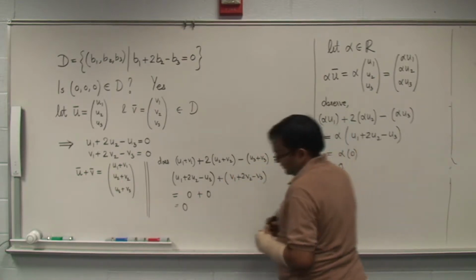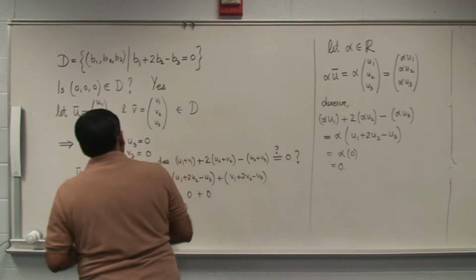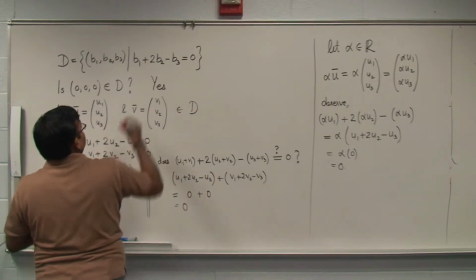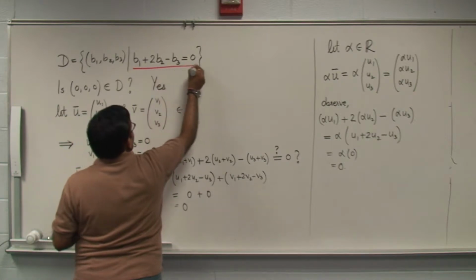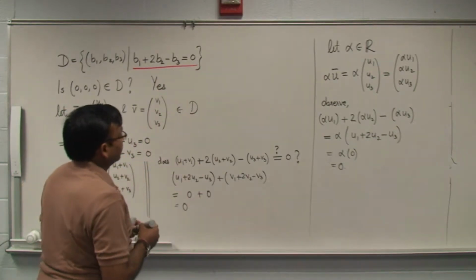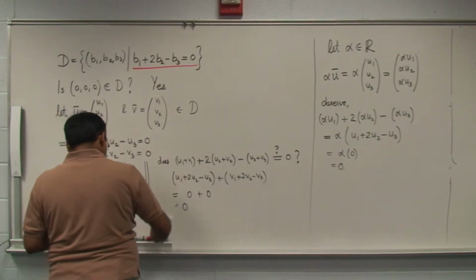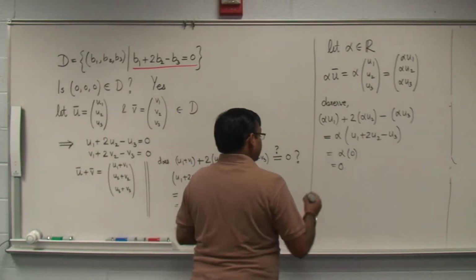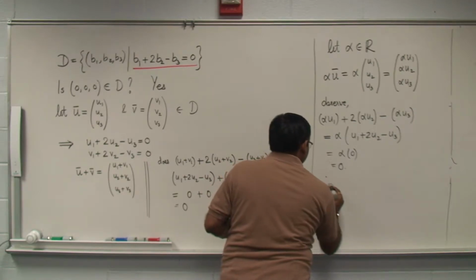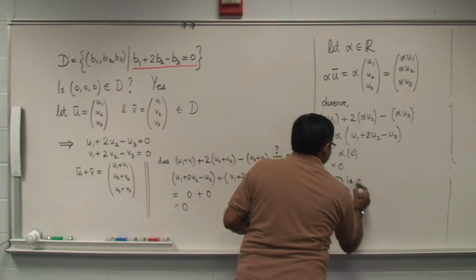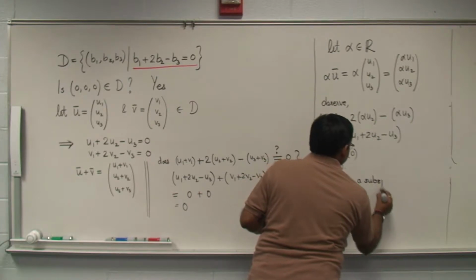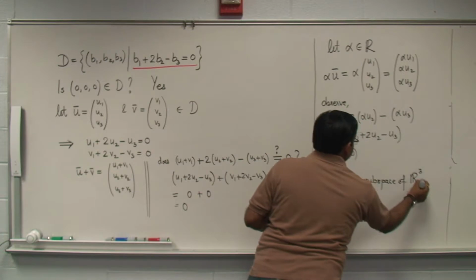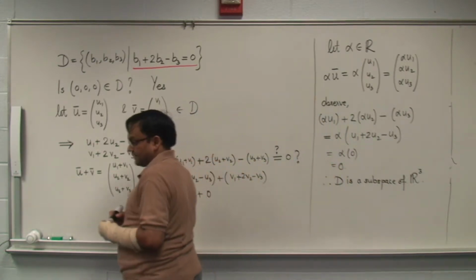So that means the new vector that I have got also satisfies the same condition, the condition that I talked about over here. So it satisfies the same condition as the membership requirement of the set D. Hence, D is a subspace. So we can now conclude that D is a subspace of R^3.